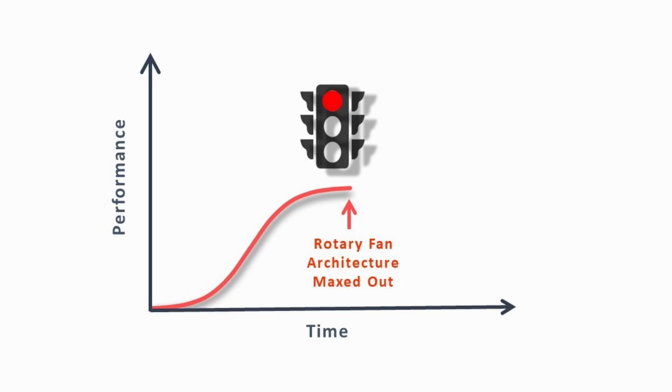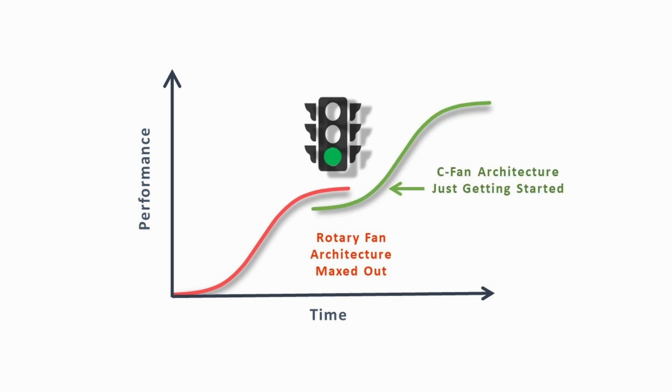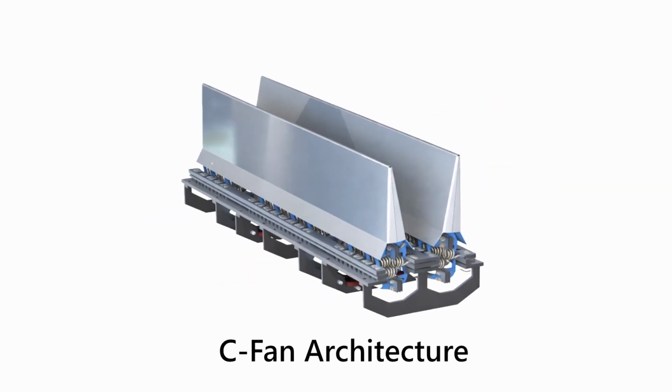When a product reaches the top of its S-curve, it has then reached the limit of its architecture's physics. To surpass those limits requires a new architecture. This is the problem NeoFan was founded to solve, and the compression fan was the resulting breakthrough. Next, let's take a look at the C-fan architecture and see what sets it apart.